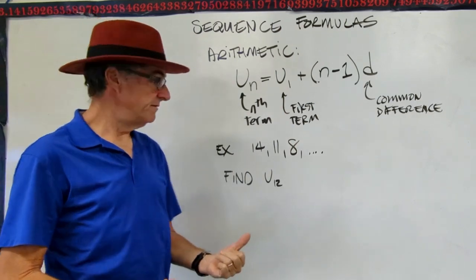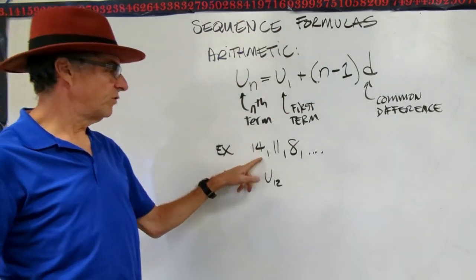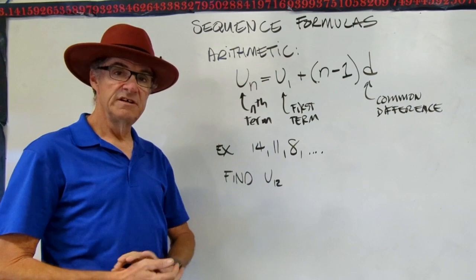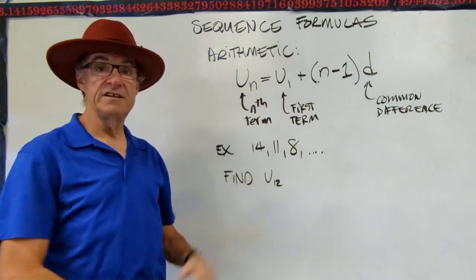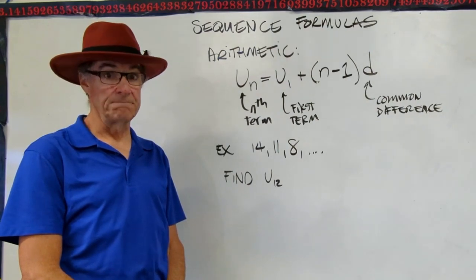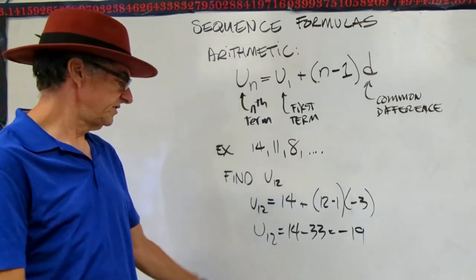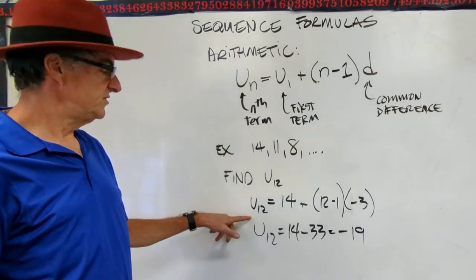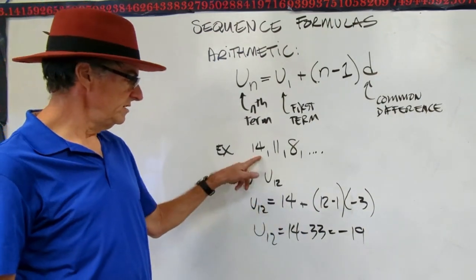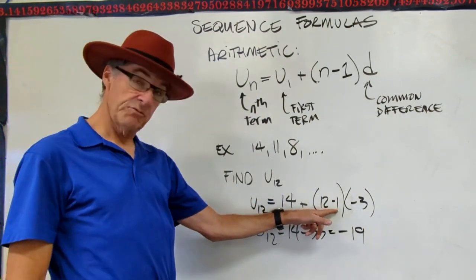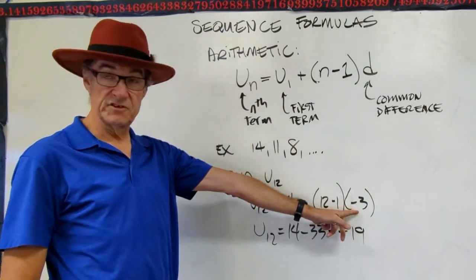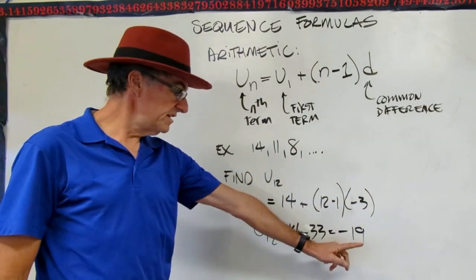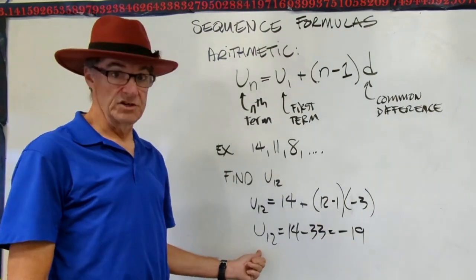All right, let's try one. So here's your sequence, 14, 11, 8. I would like you to pause the video, use this formula, and find the value of the 12th term. Okay, here's how that goes. U12 is just the first term, which is 14, plus 12 minus 1 times the common difference. And you can see we're subtracting 3 each time, so our common difference is negative 3. Plug it in, and I get minus 19 for U12.